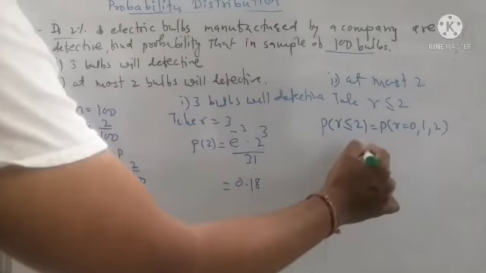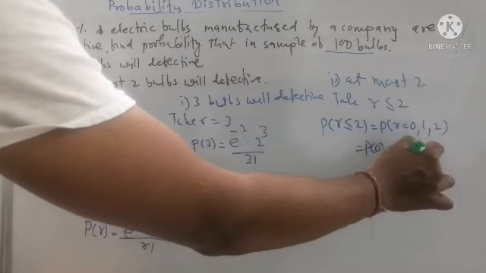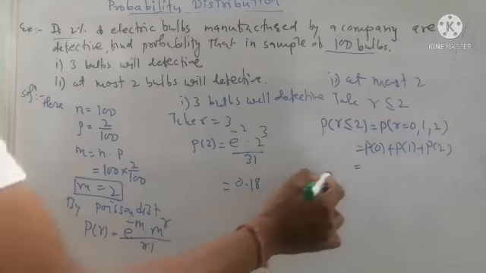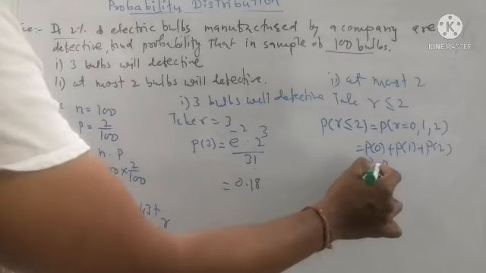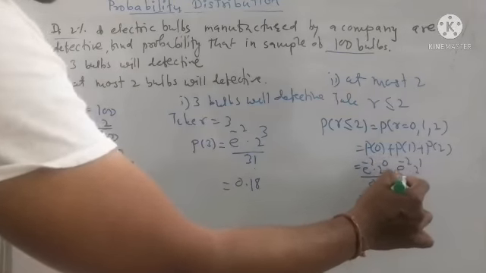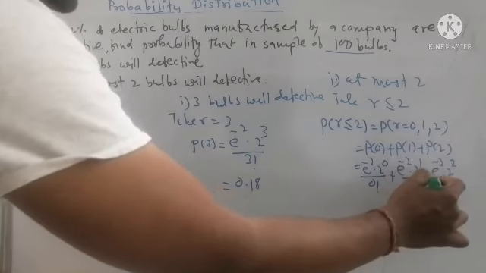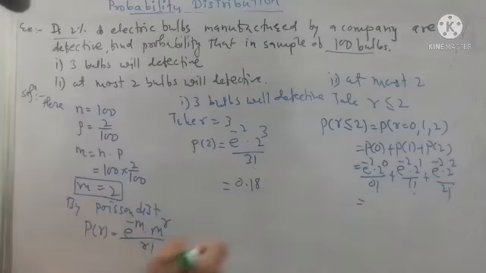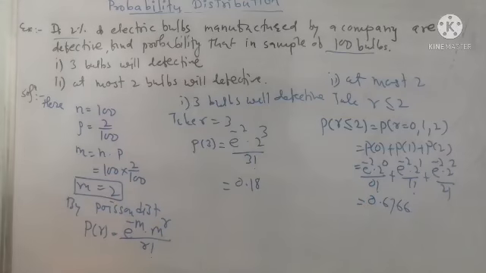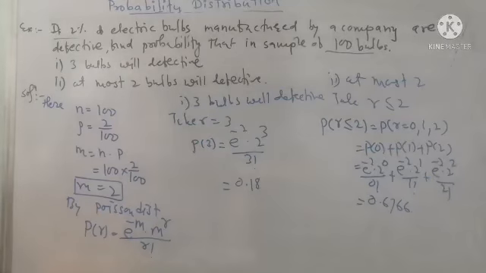So evaluating this using P of 0 plus P of 1 plus P of 2, as these are independent, we put the value of r equal to 0 in the formula with m equal to 2, and we get e raised to minus 2 into 2 raised to 0 divided by 0 factorial, plus P of 1 as e raised to minus 2 into 2 raised to 1 divided by 1 factorial, plus P of 2 as e raised to minus 2 into 2 raised to 2 divided by 2 factorial. Using a calculator we simplify this, and the answer is 0.6766. That means the probability that at most 2 bulbs are defective out of 100 bulbs is 0.6766.